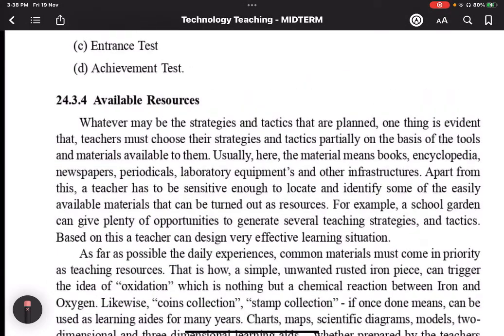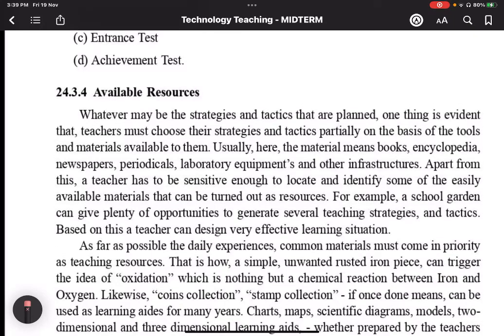Okay, available resources, whatever may be the strategies and tactics that are planned. One thing is evident that teachers must use their strategies and tactics partially on the basis of the tools and materials available to them. So, an example natin, meron tayo mga books, encyclopedia, newspapers, periodicals, laboratory equipments, and other infrastructures. Now, apart from this, the teacher has to be sensitive enough to locate and identify some of the easily available materials that can be turned out as resources.